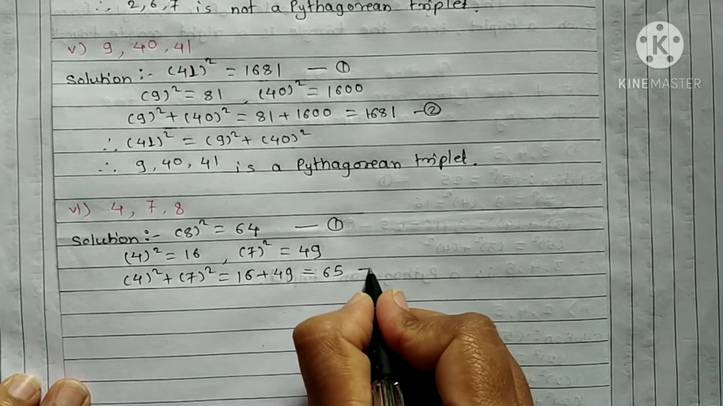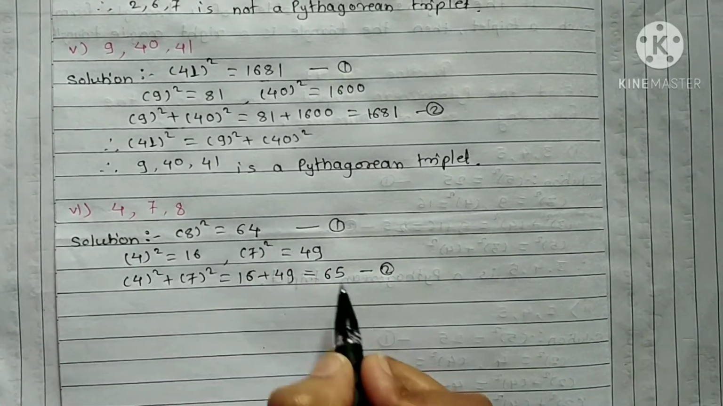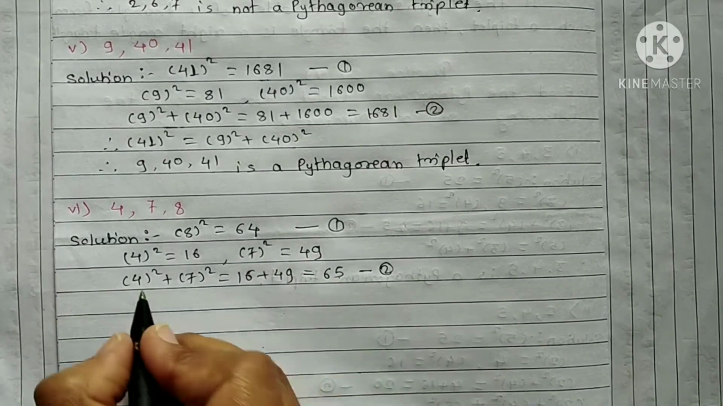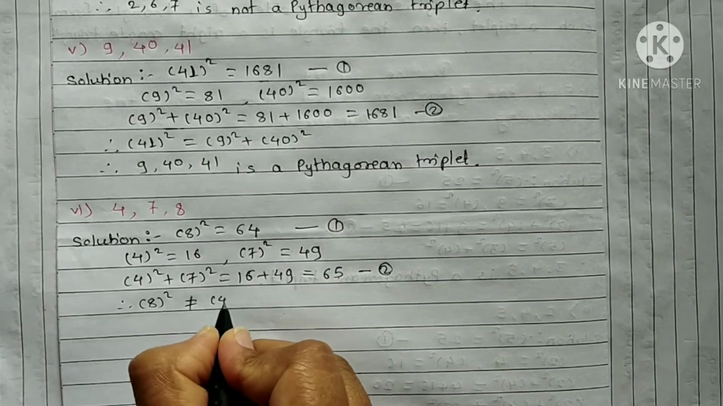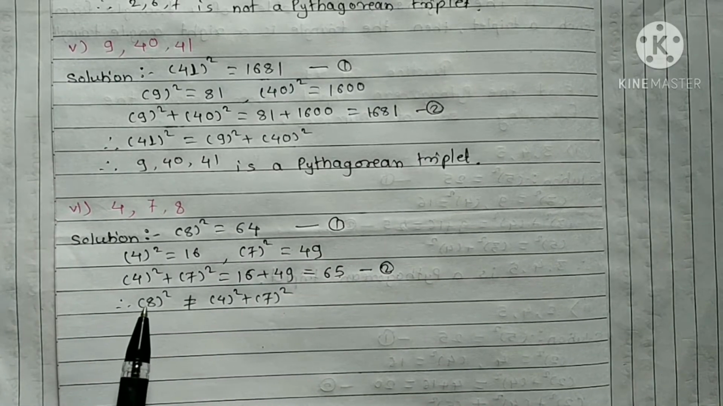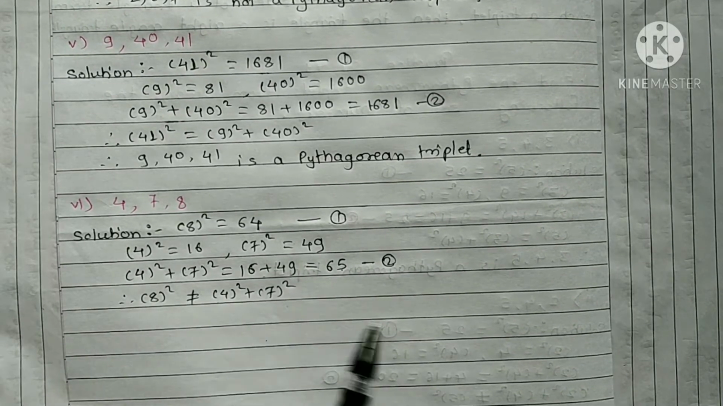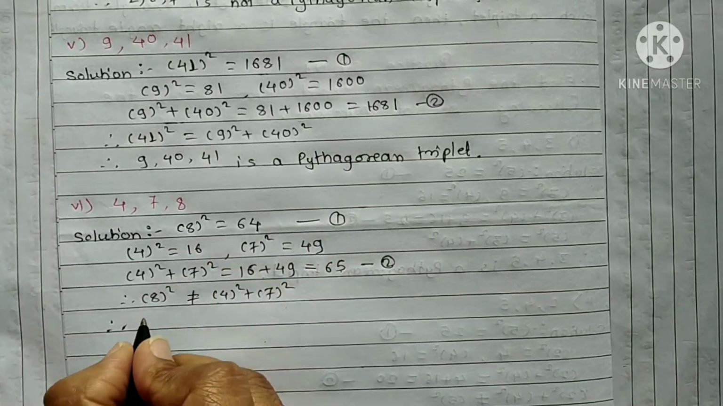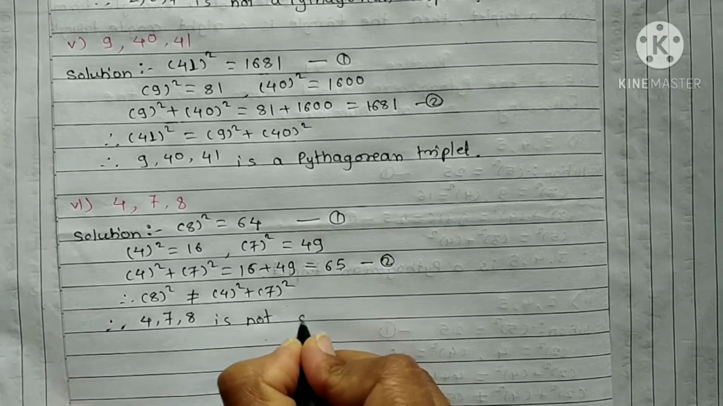Now see the right hand side of expression 1 and expression 2. Here 64 and here 65. 64 is not equal to 65. That means here 8 square is not equal to 4 square plus 7 square. And when the square of the biggest number is not equal to the sum of squares of the other two numbers, then we can say that the numbers are not a Pythagorean triplet. Therefore, we can say that 4, 7, 8 is not a Pythagorean triplet.